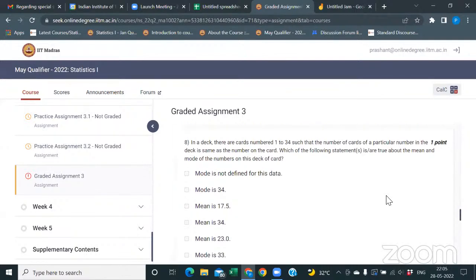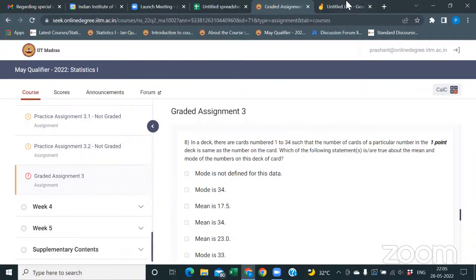Okay, is it this question 8? Yes, sir, this one. What is the doubt here? I can't understand the question, sir. Okay. The question is: in a deck, there are cards numbered 1 to 34, such that the number of cards of a particular number in the deck is the same as the number on the cards.